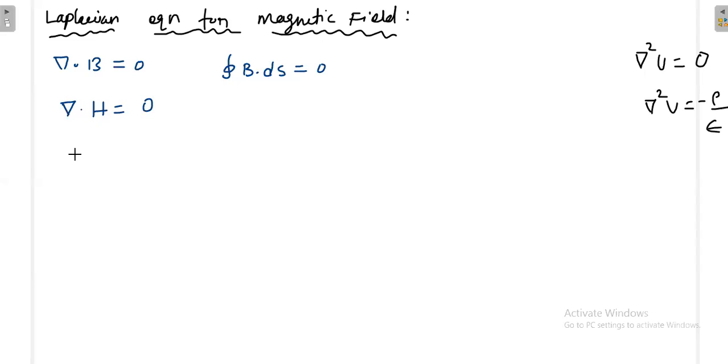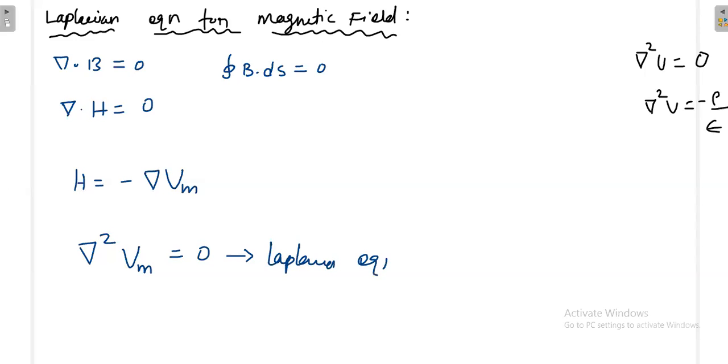Once del dot H is 0, how can I replace H? H can be replaced by minus del Vm, where Vm is the scalar magnetic potential. Once H is equal to minus del Vm, then del square Vm is equal to 0. This is the Laplacian equation for scalar magnetic potential.